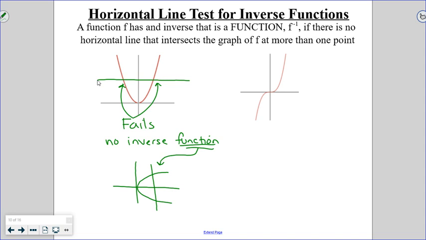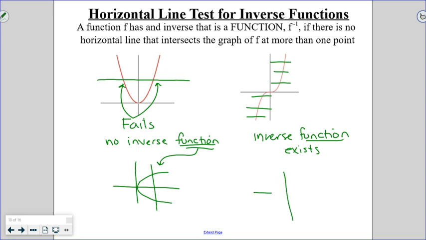If I can draw those horizontal lines through here and never hit my graph at more than one place, that means that an inverse function exists. And when I switch the x's and y's and regraph that, the inverse would also be a function. And I know we haven't really talked about how to graph this, but the inverse of that would have looked like this, and that passes your vertical line test. So it's inverse, just literally swapping the x's and y's. The result is a function.